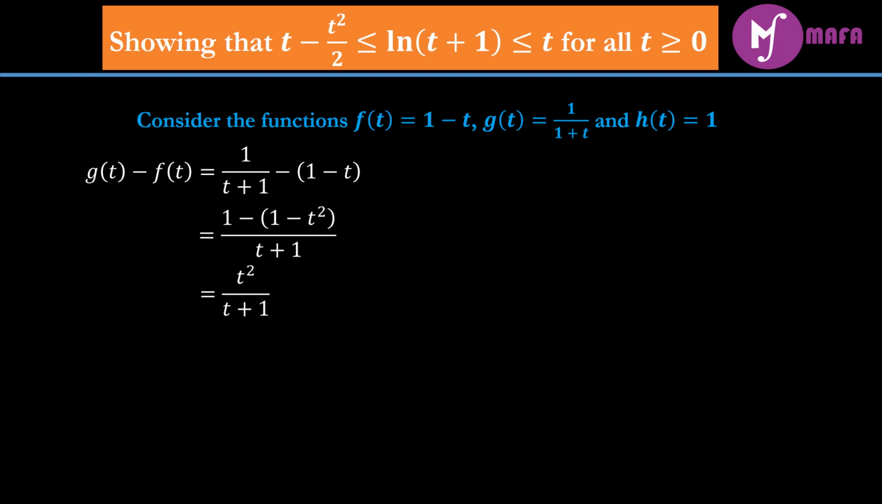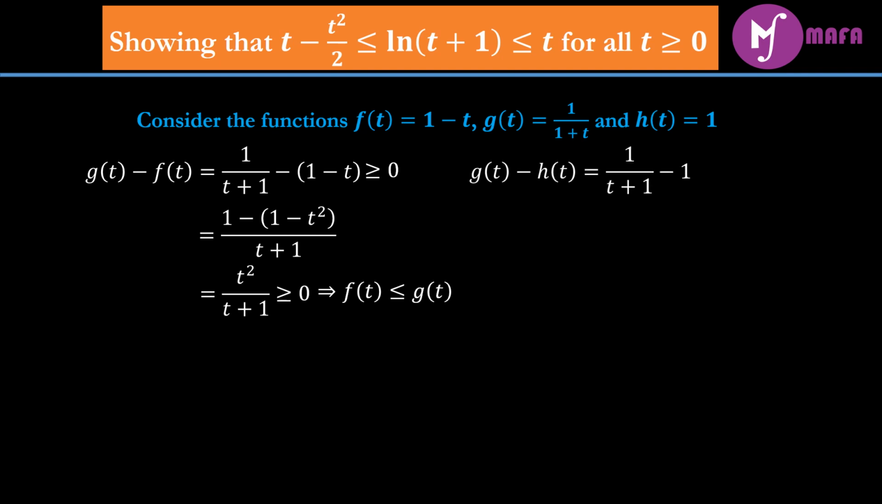But since t is greater or equal to 0, it means we clearly see that t² will also be greater or equal to 0, and t + 1 will be strictly greater than 0. So the ratio of the two positive numbers will also be positive, but it can be 0 since the numerator can be 0. So it means that this is greater or equal to 0, meaning that the original difference is greater or equal to 0. And the original difference greater or equal to 0 simply means that f(t) is always less than g(t), or g(t) is greater than f(t).